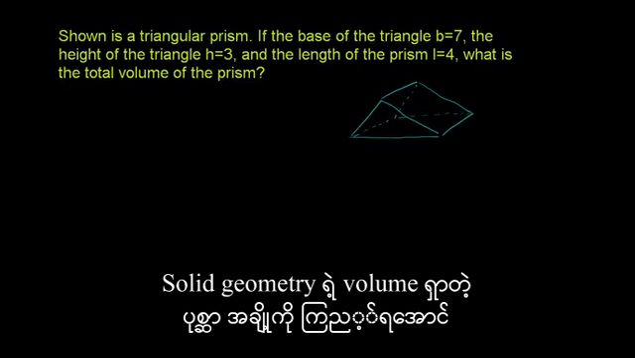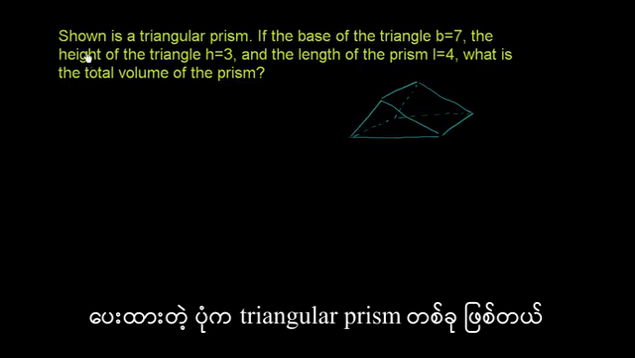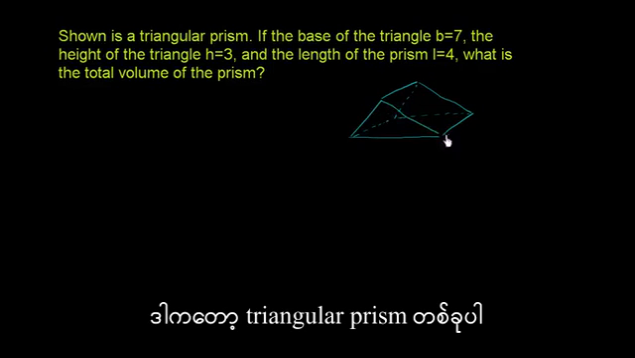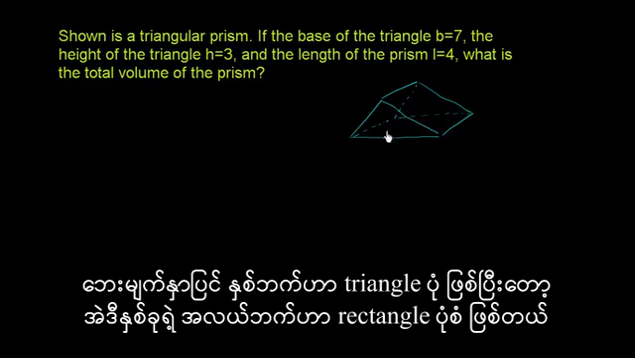Let's do some solid geometry volume problems. So they tell us, shown is a triangular prism. There's a couple of types of three-dimensional figures that deal with triangles. This is what a triangular prism looks like, where it has a triangle on two faces, and they're kind of separated. They have rectangles in between.